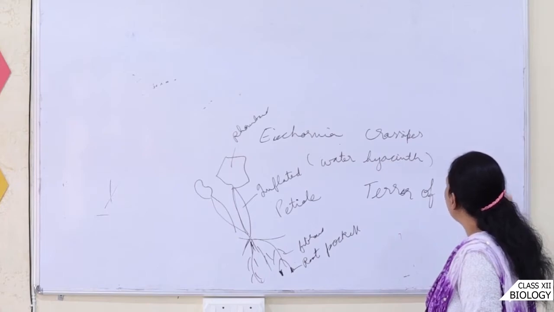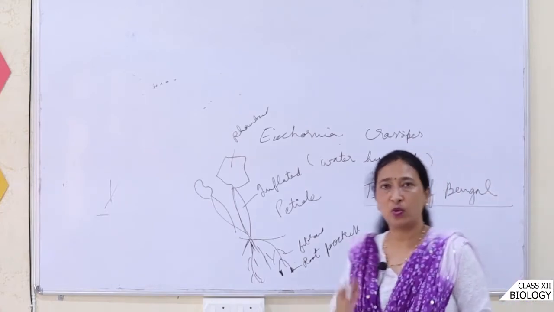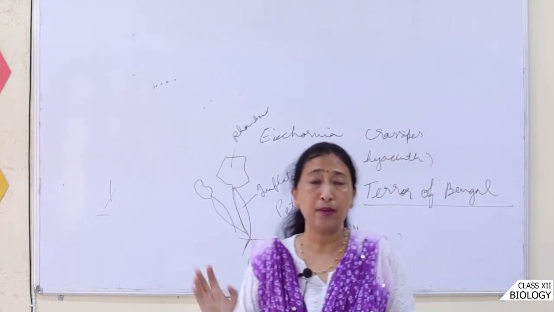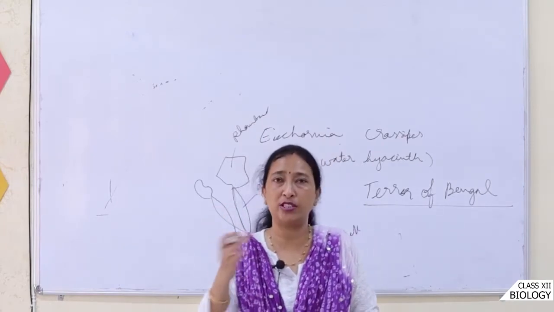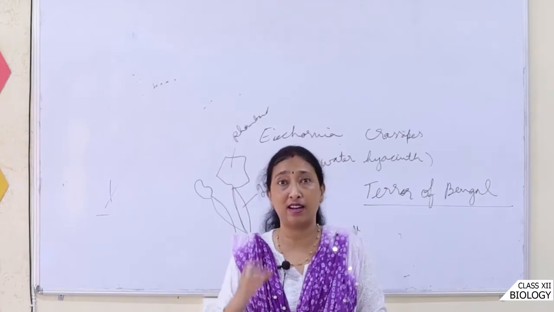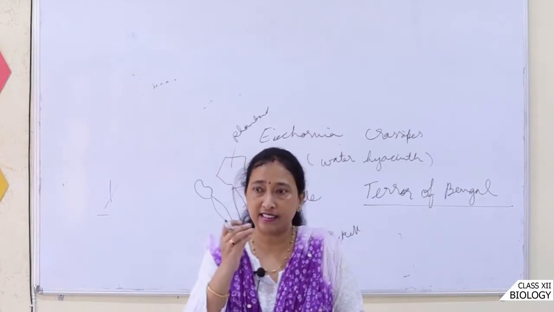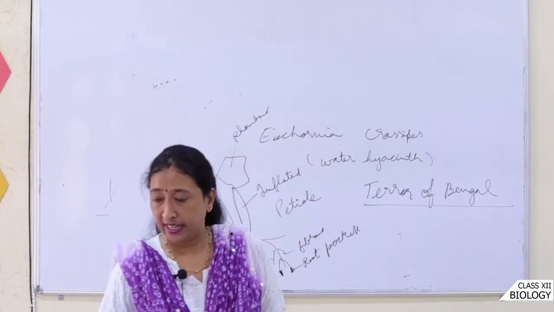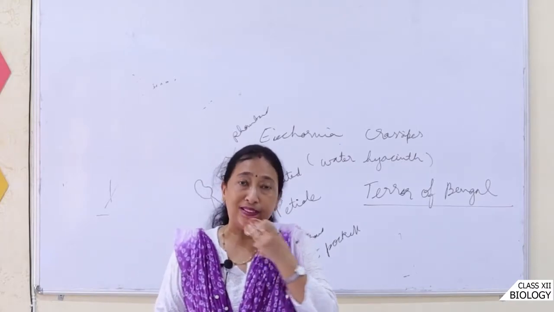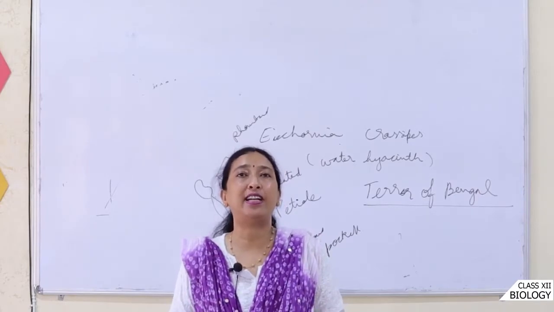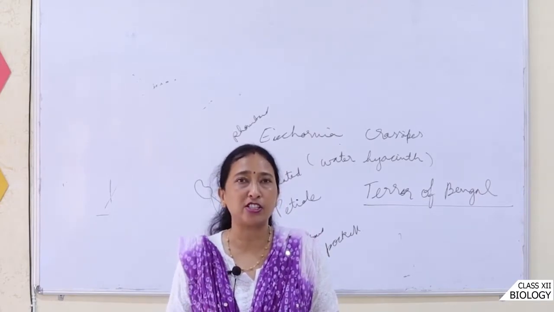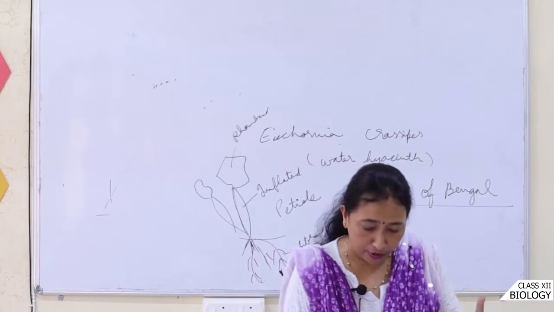It will come in your exams. Why is water hyacinth known as the terror of Bengal? Because it is an introduced species. It was introduced by the Britishers because of its very attractive violet color. It looks very beautiful, but now it has become a havoc. We are unable to eradicate it because its propagation is very fast.